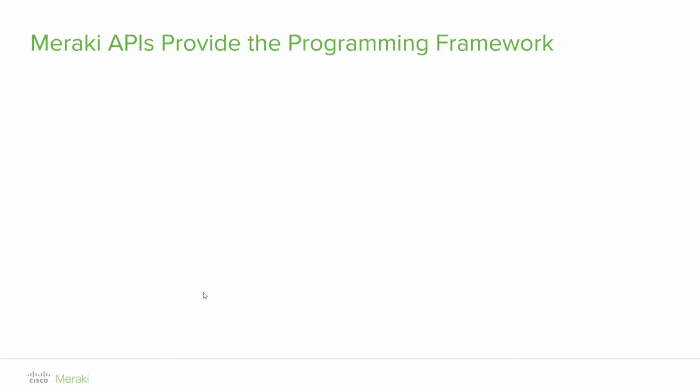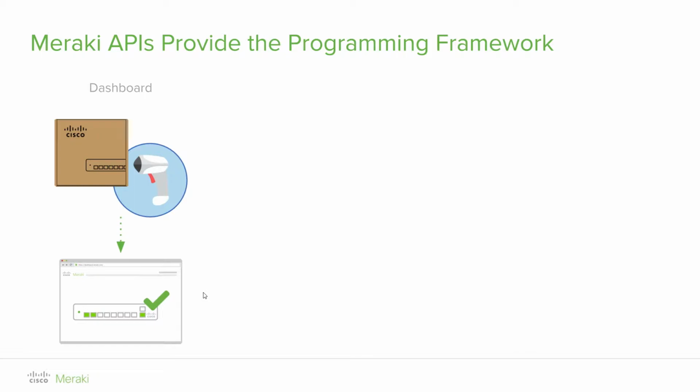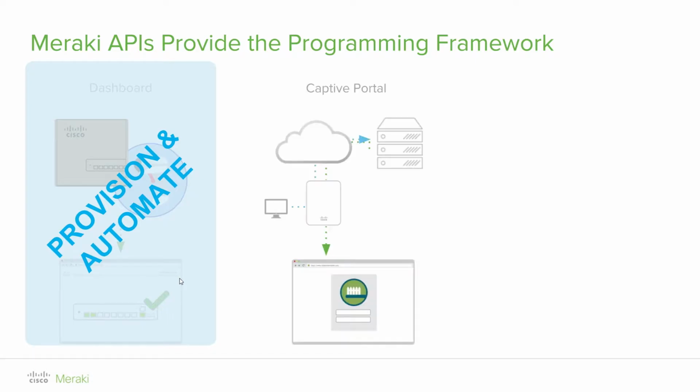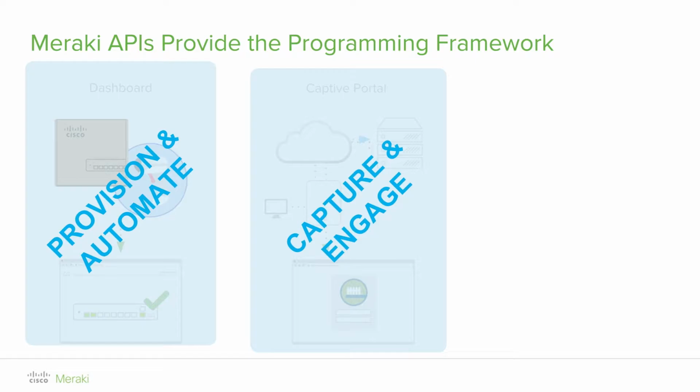So Meraki's APIs provide a programmatic framework for you to build on top of. The dashboard API is really designed to automate the provisioning and monitoring of a network. So you can essentially eliminate all of the steps in your deployment process except for scanning a serial number, or automate that even further. So you can provision and you can automate as well as monitor. The Captive Portal API is one of our most popular and oldest APIs, and it's used by anyone who wants to provide a landing page or splash page to their guests. You have a captive audience in your portal. So that's really about capturing your marketing information and then engaging those customers.